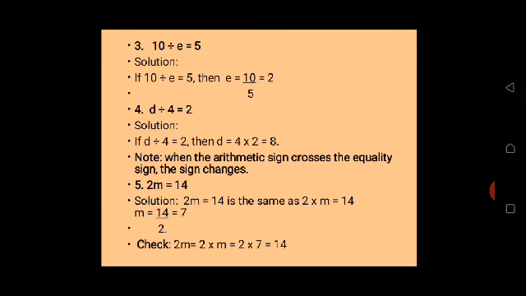To find the value of m, we are going to divide 14 by 2. If we divide 14 by 2, our answer is 7. By our multiplication timetable, 2 times 7 will give us 14. So our m is 7. To check if your answer is right, 2m is equal to 2 times m, which is equal to 2 times 7. Our answer is 14.